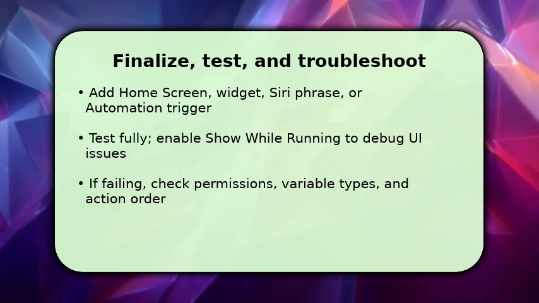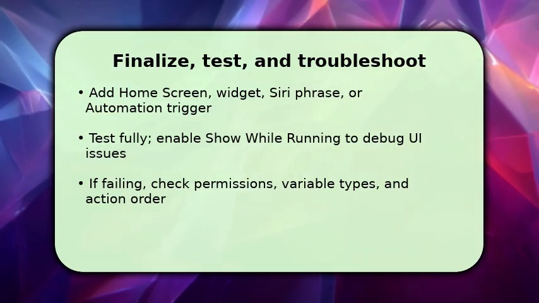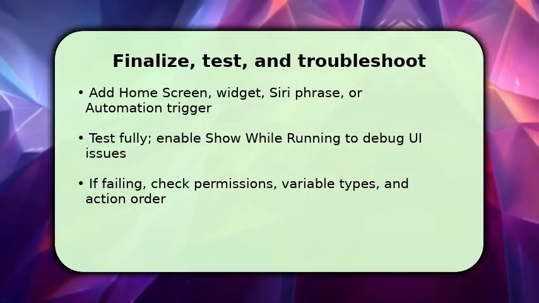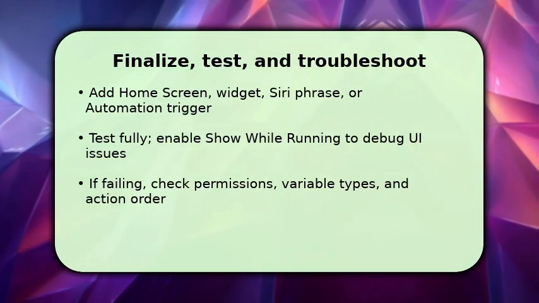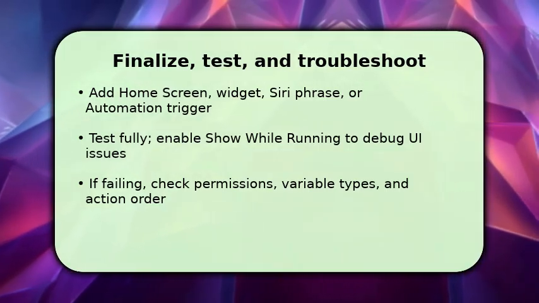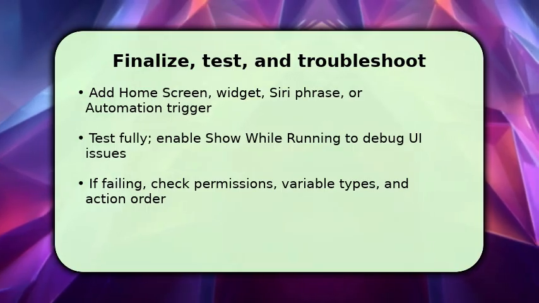If something goes wrong, check permissions for apps, ensure variable types match expected inputs, and confirm action order. Often reordering fixes failures. Finally, prune unused actions and save a duplicate before big edits, so you can revert if needed.